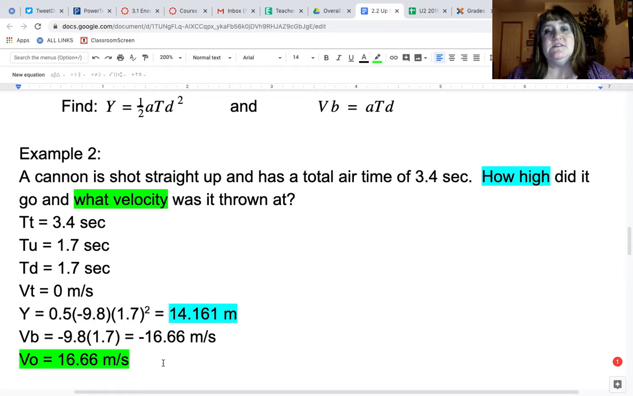All right, so this was situation 2, up from the ground, given the total air time.